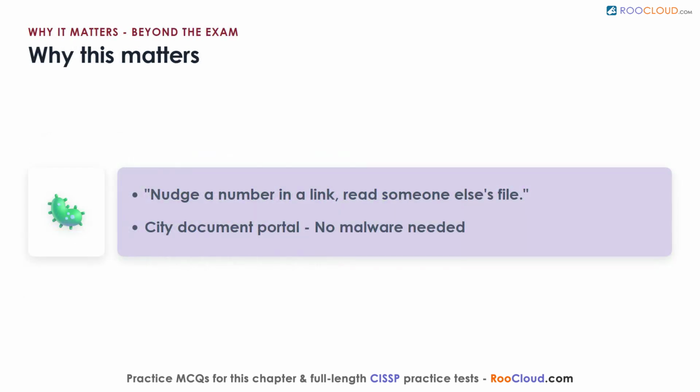Why does this matter beyond the exam? Because authorization gaps let ordinary users see and do things reserved for others. Imagine you secure a document portal for a city government. If a resident can nudge a number in a link and read someone else's private filing, you have a breach without a single line of malware. Understanding these flaws lets you insist that every request is checked for permission, not just authenticated.